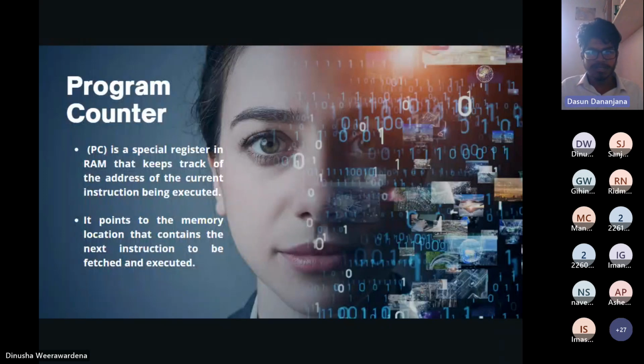Program counter. When it comes to the program counter, it's a special register in the RAM that keeps track of the address of the next instruction to be fetched and executed. It ensures the sequential execution of program instructions by incrementing automatically after each instruction is executed. So that's all about the program counter, and we can talk about instructions in the next slide.